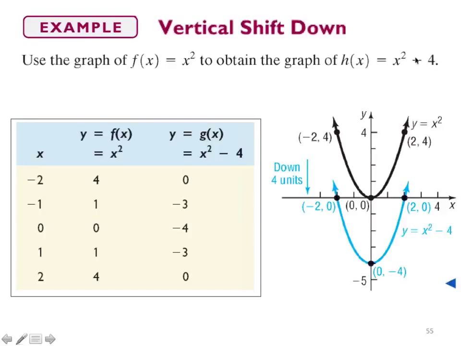So if you know the fact that when we add or subtract a number after or outside of our equation, it's going to move it either up or down, then that's going to save you a lot of time because you should know the shape of x squared. It's just going to be a parabola. And then you could take that and just shift it down 4 and you get your new picture right there. But if you're not sure how to do this, then picking points is a really, really great way to solve it.